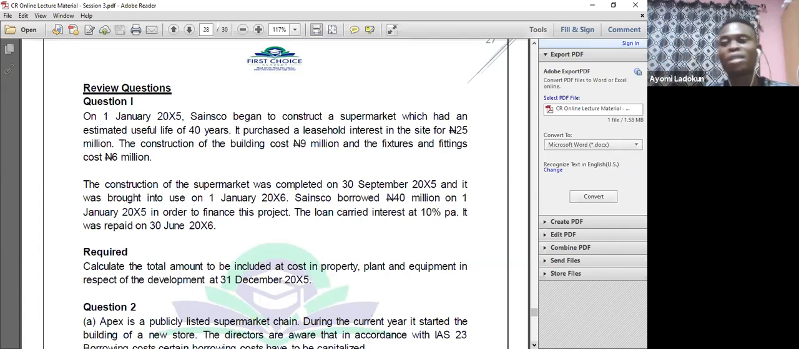And the last aspect is the general borrowing. So in that case, you are going to use what we call the capitalization rate, where you look at the interest charges for the year on those loans over total loan multiplied by 100%. So any figure you get, you apply it on the cost of that asset, then you add it back to the cost of the asset. So that's the amount to be capitalized.